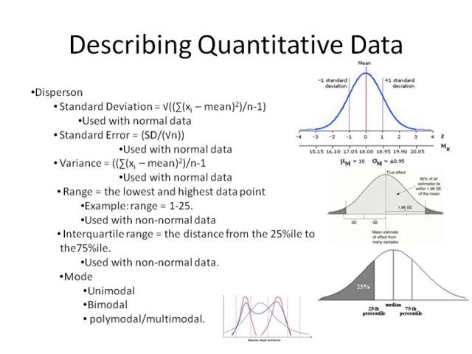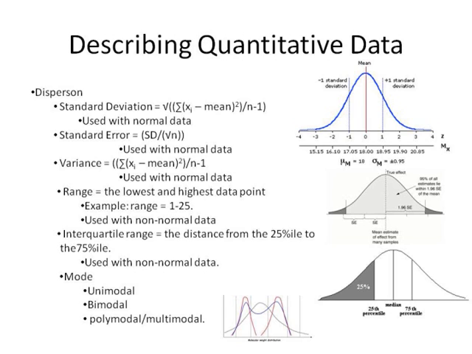When we describe quantitative data, we also need to describe how it's dispersed. We do this by the use of several different statistics, one of these being standard deviation, a similar statistic called standard error, and these two are used in pretty much similar ways. Variance, which is used to calculate standard deviation and standard error, and these three statistics are used with normally distributed data. Then if we have non-normally distributed, skewed data or data that has multiple modes, we'll use the range, the interquartile range, and the modes. I have some formulas up here on how to calculate these. It's very simple.